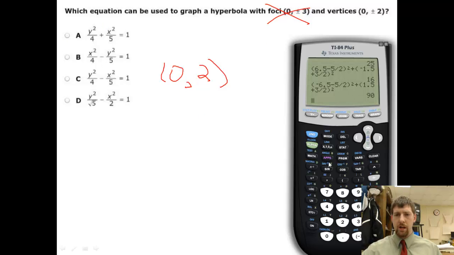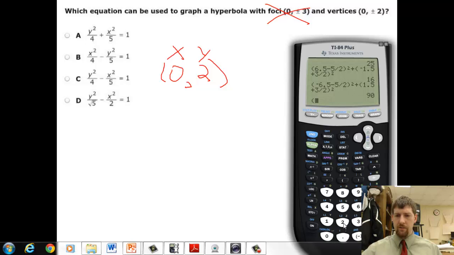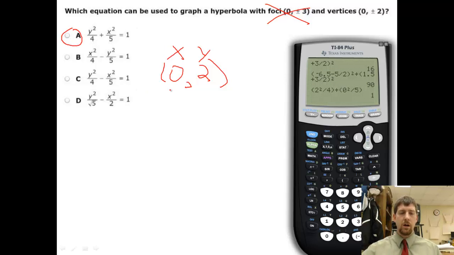Take my equation for A. So it says y squared. So there's my x. There's my y. So that's 2 squared. These fractions have exponents, so I'm just going to put them in parentheses just to make sure everything gets grouped correctly. So y squared over 4 plus x. X was 0. So 0 squared over 5. And should equal, that one comes out and equals 1. So choice A we can see works.